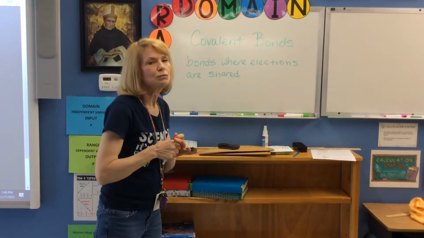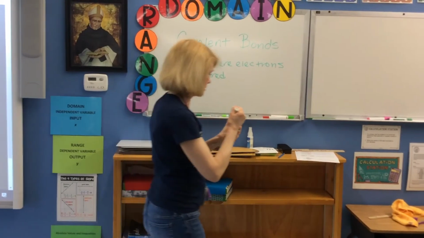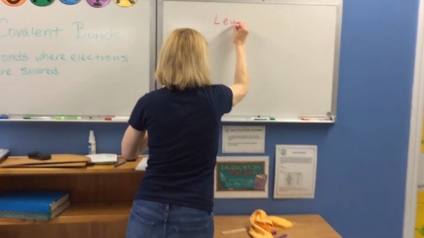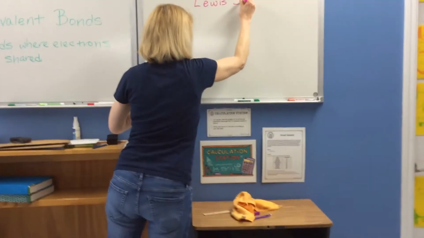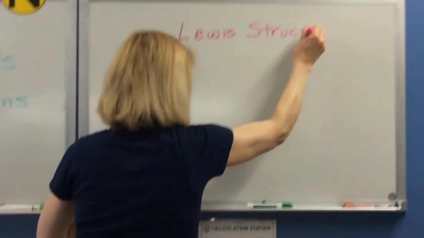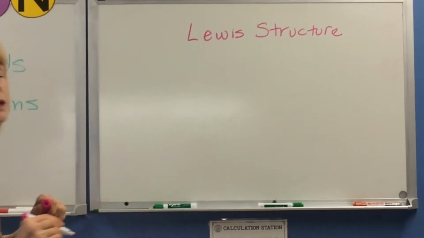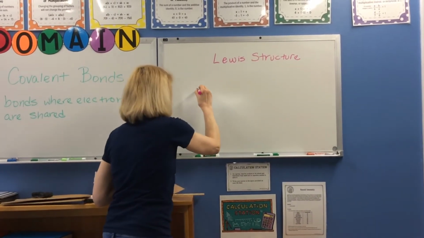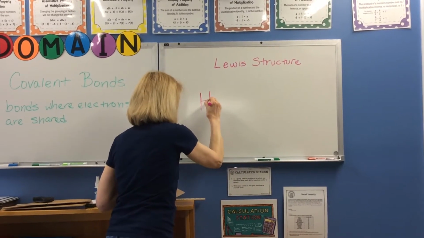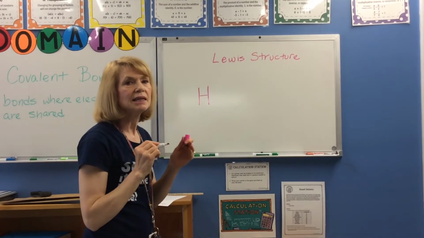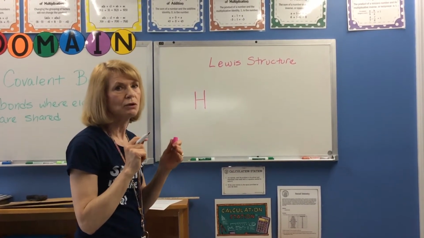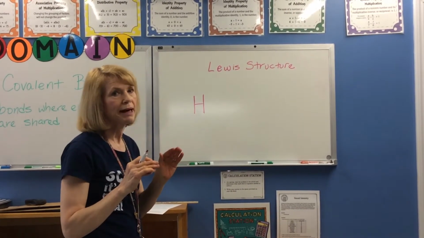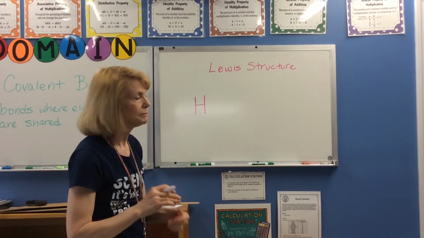The first thing we're going to do is draw something called a Lewis structure. When you draw a Lewis structure, you draw the chemical symbol for the element. So I'm going to start with hydrogen. And then you put in its valence electrons. Valence electrons are the electrons in the outermost shell. Those are the ones that are involved in bonding. Those are the only ones we're worried about. Okay, hydrogen only has one electron, so that makes it pretty easy.